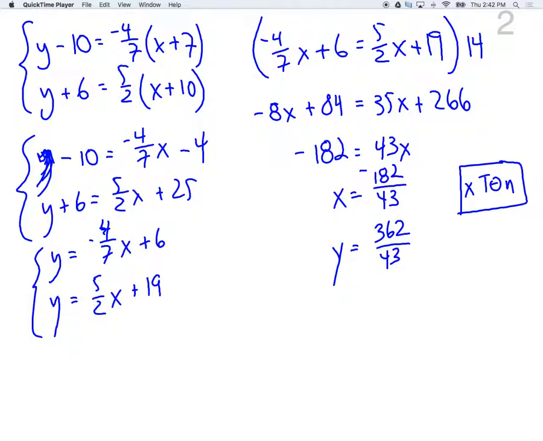Ooh, doggy. Isn't that fun? I'm not done. Why am I not done? It has to be in a point. Yeah, we're looking for a point here, so put it in point form: negative 182 over 43, comma, 362 over 43, in parentheses.